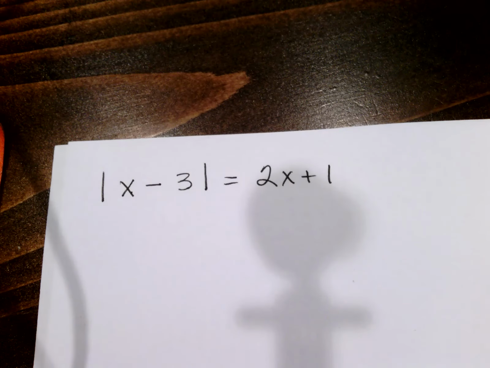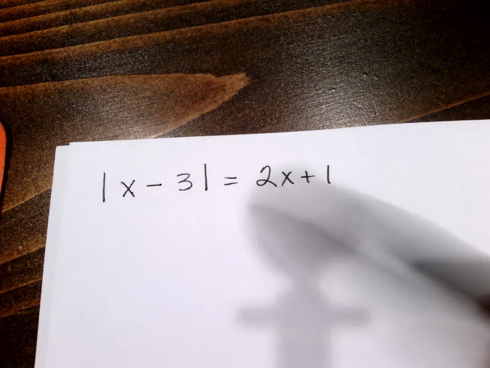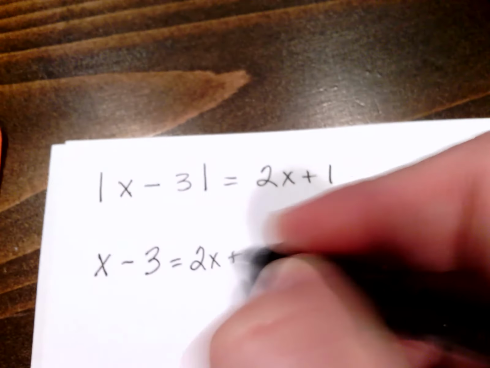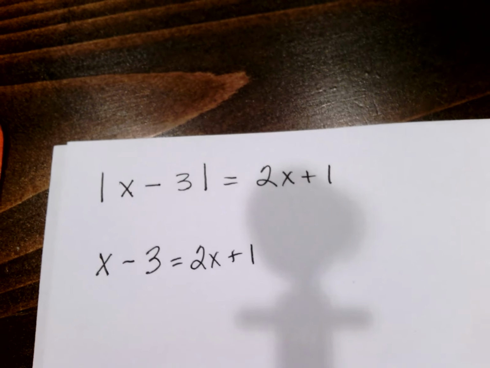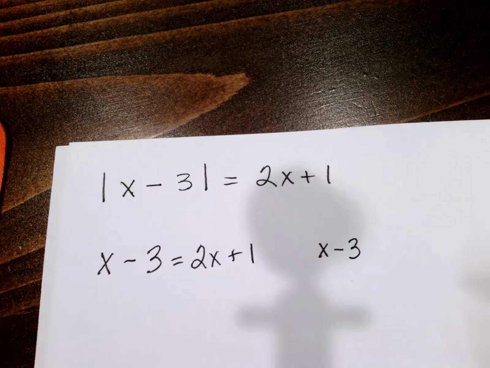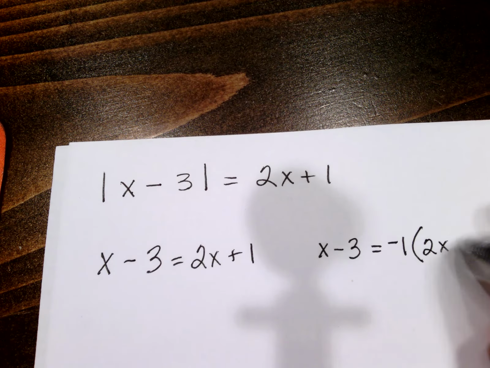In this problem, we need to create two equations. Because of the absolute value, we know we're going to have two equations. The first one's pretty easy. We're going to just drop the absolute value signs. The second equation, though, we're going to leave the side with the absolute value alone, and we're going to distribute a -1 to the other side.